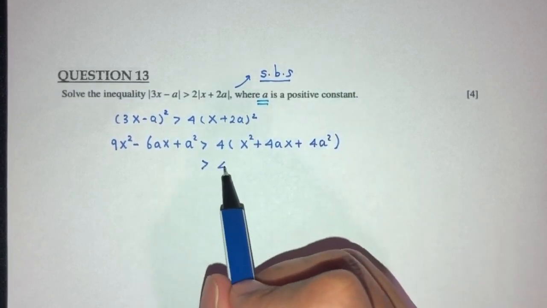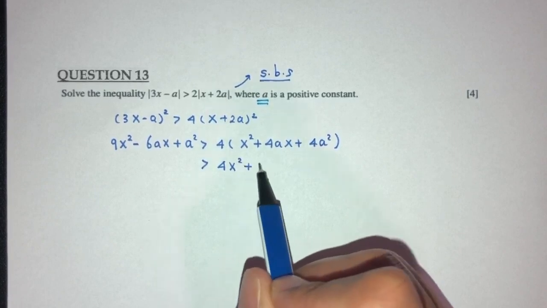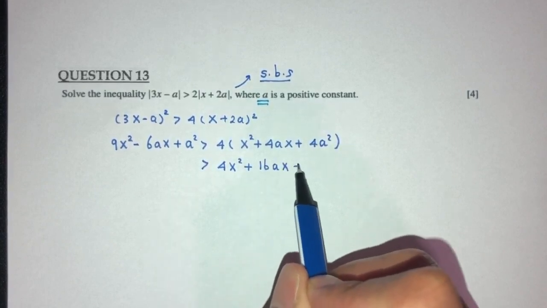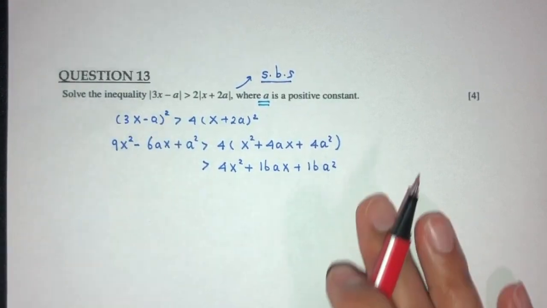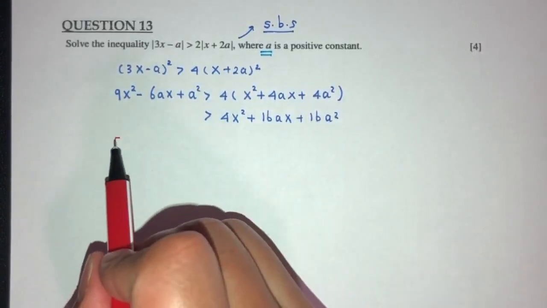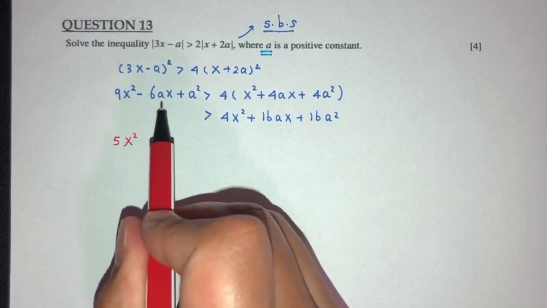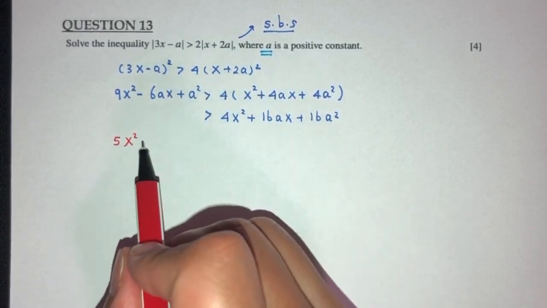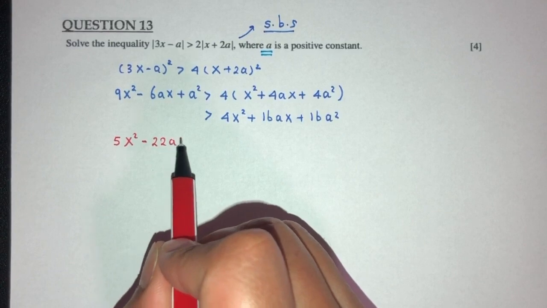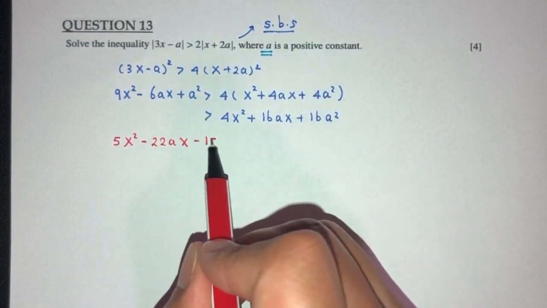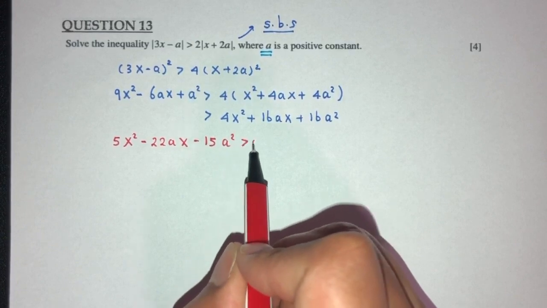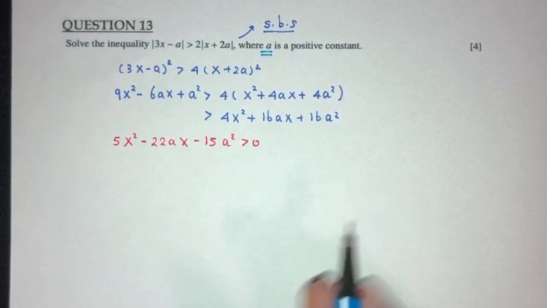Now that will become 4x squared plus 16ax plus 16a squared. Send everything to one side, so 9 minus 4 is 5x squared, minus 6 minus 16 should be minus 22ax, plus 1 minus 16 should be minus 15a squared. Now, same steps apply. How would you solve this?